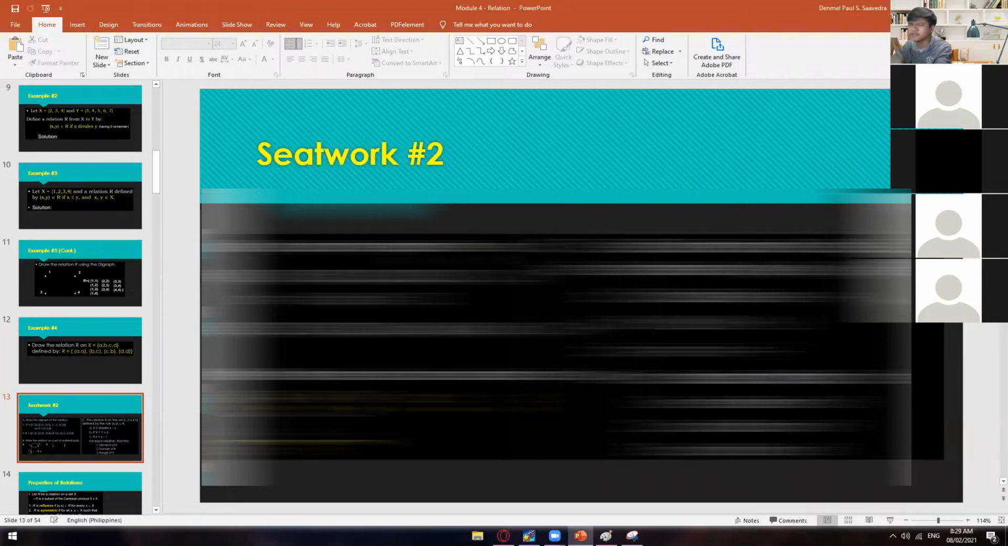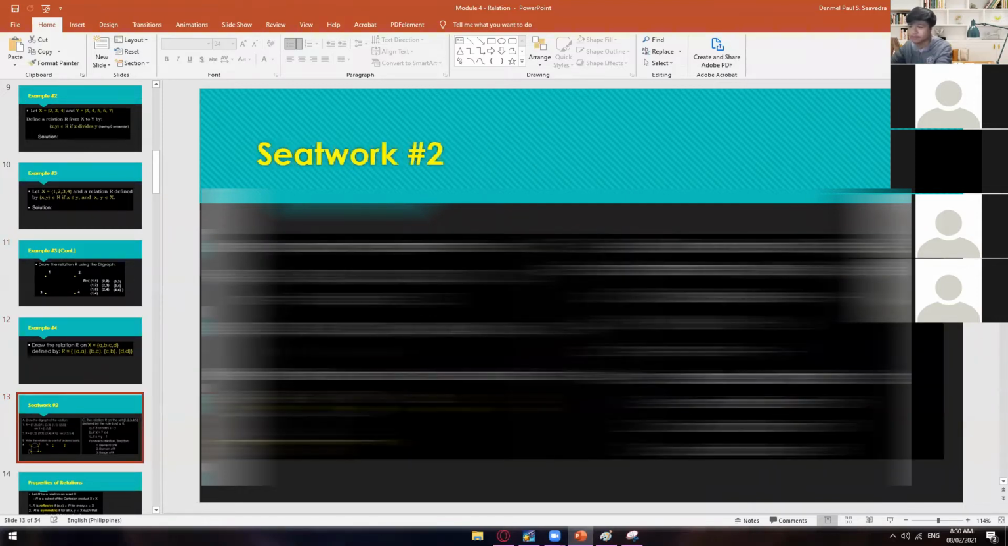Once you're done understanding everything from page 1, slide 1 to slide 12, you may now start answering sequence number 2. We have letter A, letter B, and letter C. For letter A, draw the digraph of the relation, similar to this one. For letter B, write the relation as a set of ordered pairs. You should come up with the same result as letter A, given this diagram.